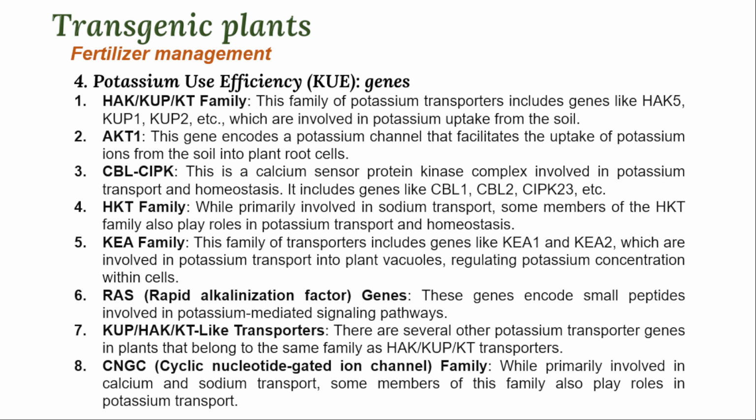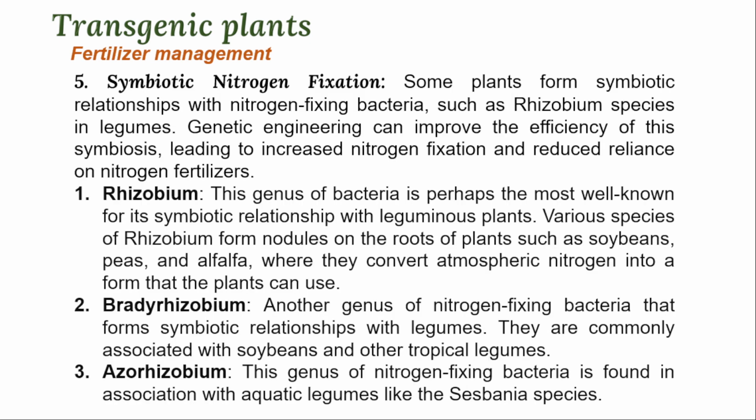Here the HAK, KUP, KT family, AKT1, TBL, HKT, and KEA families are there. These families of genes mainly help in potassium transportation and uptake from the soil, so if you engineer these genes into a transgenic plant, definitely the potassium uptake capability of the transgenic plant will be doubled.